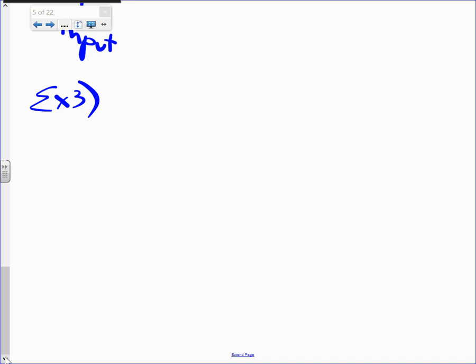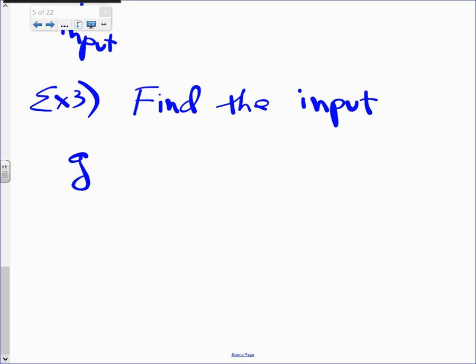Find the output, or find the input rather, again. Let's do it again. Find the input. Here we go. This time this function's name is g function. G of x is negative 1/2 x. Oh no, there's a fraction. It's time to run to mama.